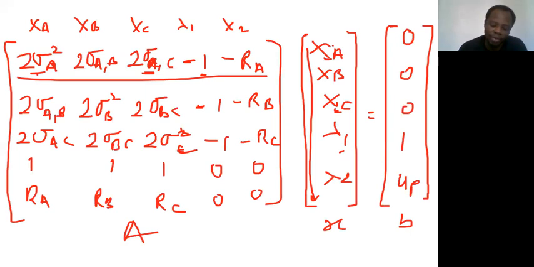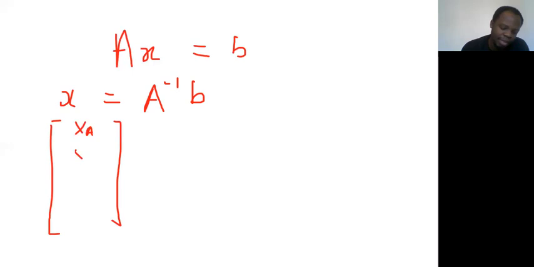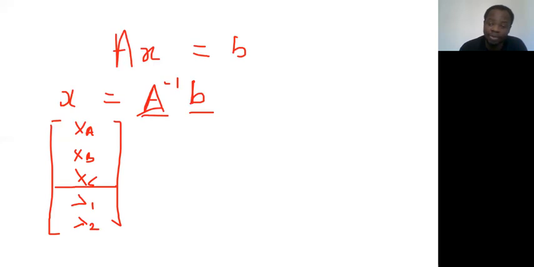Now, once you use Excel to solve it, the final answer that you're going to get for X here is going to be a 5 by 1 matrix. Okay. So with the 5 by 1 matrix, the X in this case is going to be XA, XB, XC, lambda 1, and lambda 2, right? After multiplying this by this, the matrix B in this case represents 0, 0, 1, 0, 0, 0, 1, and the mu of the portfolio. So when you solve, and it gives you the 5 by 1 matrix, then the first three values represent the weights that you are interested in.